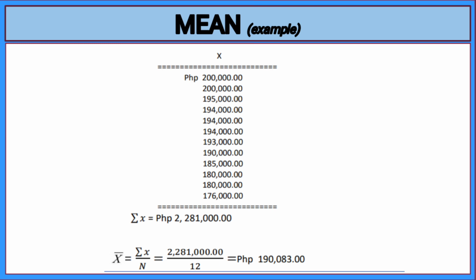It means that we need to add all of those presented data here. And as you can see in the distribution, this is already organized from the highest amount to the lowest amount. So we need to get the total amount from 200,000 pesos to 176,000 pesos. So our total will be 2,281,000 pesos. And now, the next step is to divide this total by 12. So 2,281,000 pesos divided by 12 is equal to 190,083 pesos.